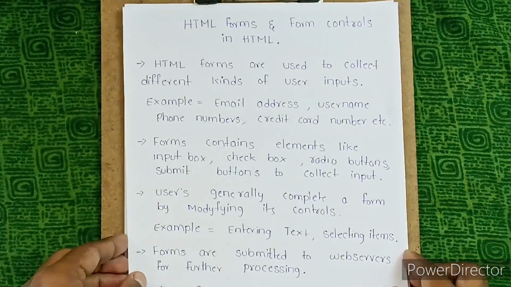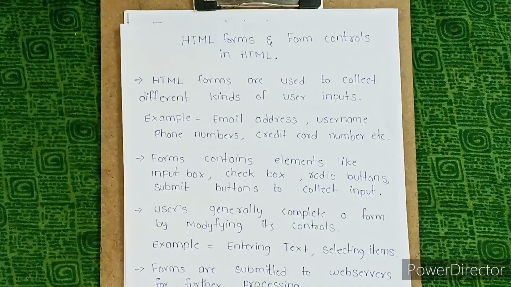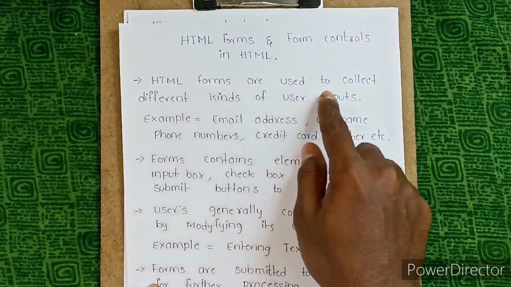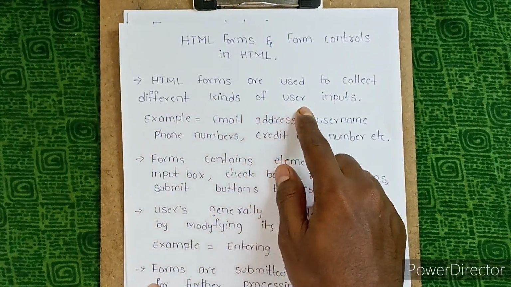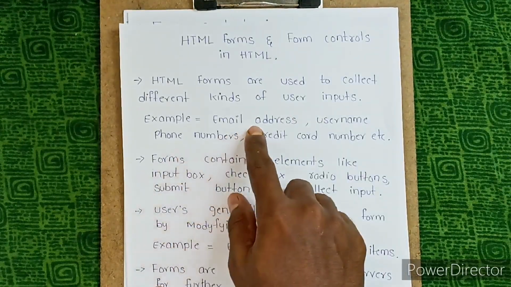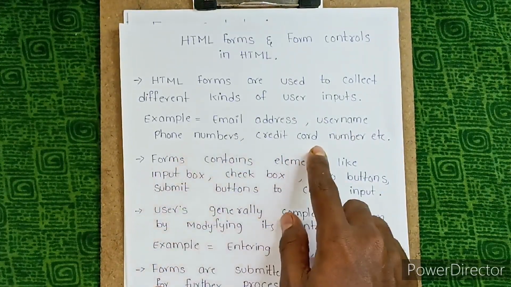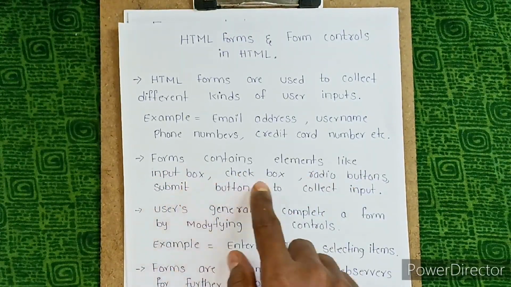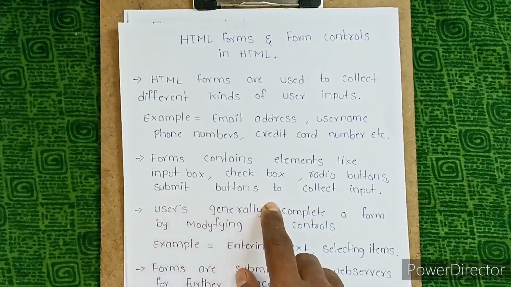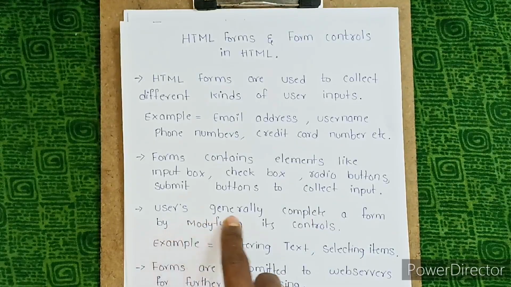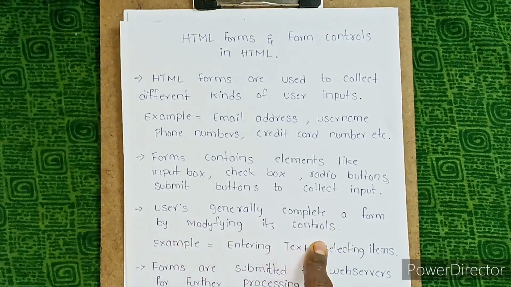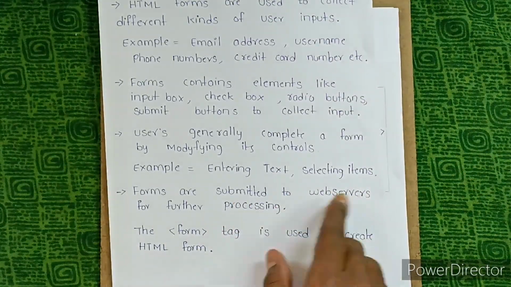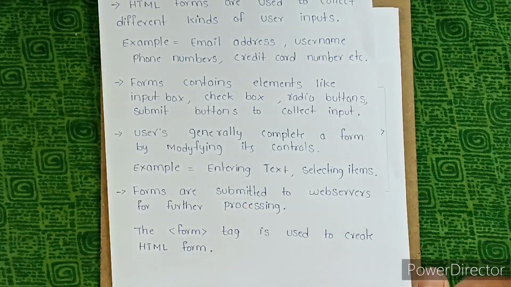So let's come to the topic. In this session we will discuss HTML forms and form controls in HTML. HTML forms are used to collect different kinds of user data, like user inputs. Example: email address, username, phone number, credit card number, etc. A form contains elements like input box, checkbox, radio buttons, and submit buttons to collect input. Users generally complete a form by modifying its controls. Example: entering data, selecting an item. Forms are submitted to web servers for further processing.